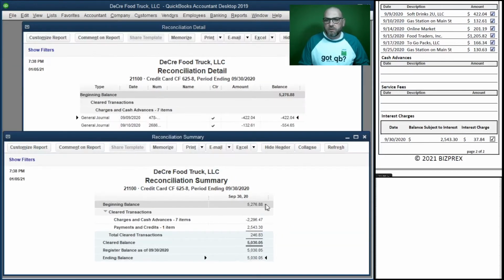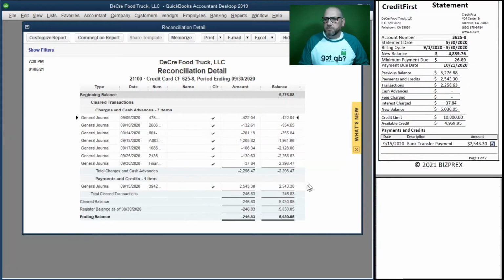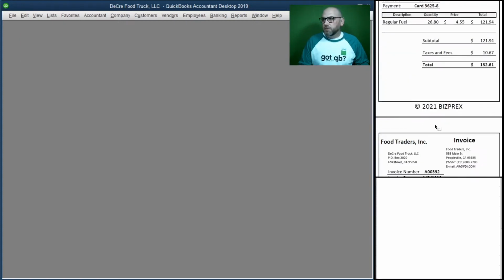Okay. So here's our report. We would print it for our records, attach it to the statement. Balance is correct. Let's double check. Yes, matches. Okay, details. Let's take a look at transactions. Matches, all good. Again, I would print it, attach it to the statement, file it away. And we're good with the credit card.